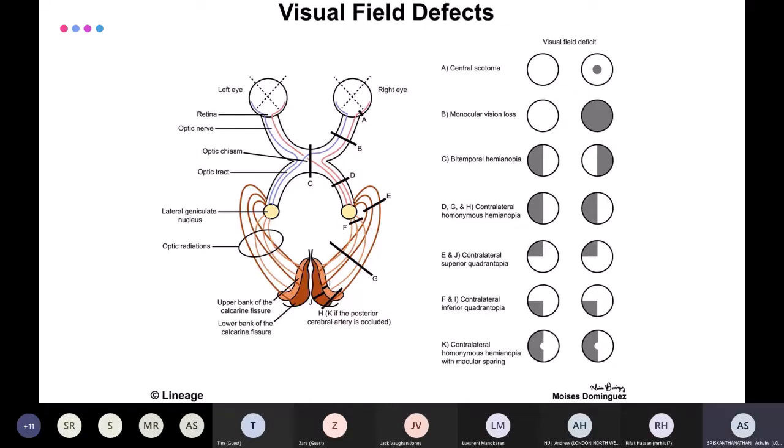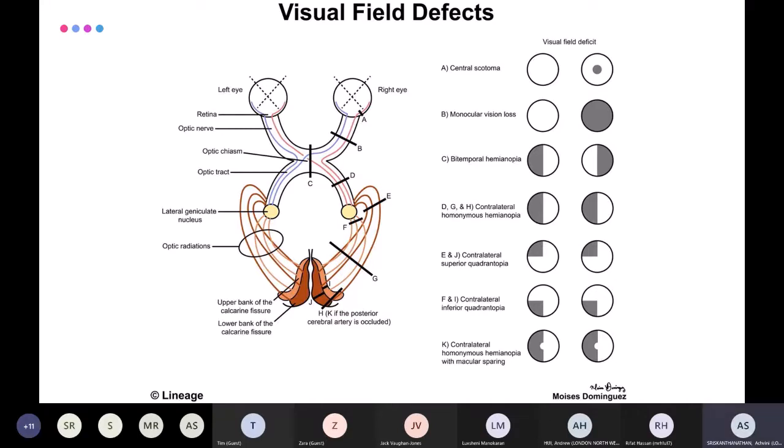And just one other thing which I want to mention, because this is something that took me a while to get my head around, is the macula sparing. So your occipital pole, if there's any sort of posterior cerebral artery occlusion, it does get a collateral flow from the middle cerebral artery, which is why you get that macula sparing with strokes, even though you have this homonymous hemianopia as well.